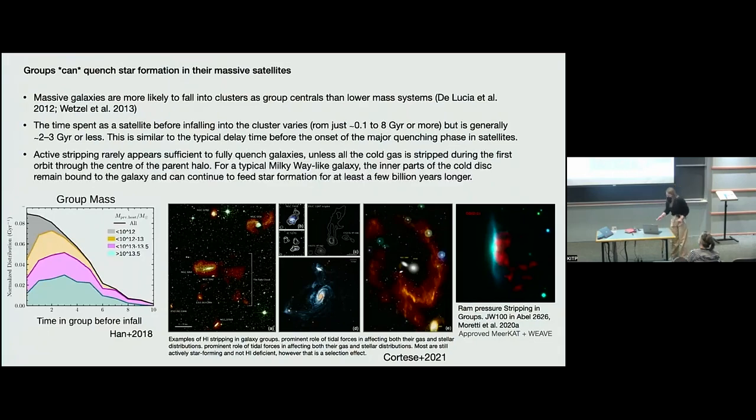Undoubtedly, we do see stripping. There is even ram pressure in groups. So similar effects to what you see in clusters may also happen in the groups, but it's not the dominant process. So, for example, for a typical Milky Way-like galaxy, the inner parts of the galaxy are still very much intact if it's in a group.